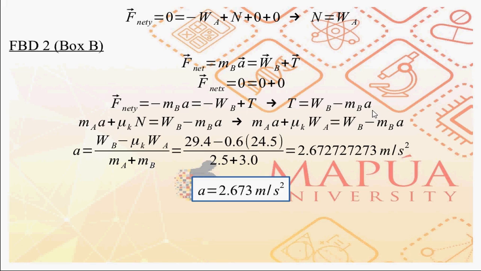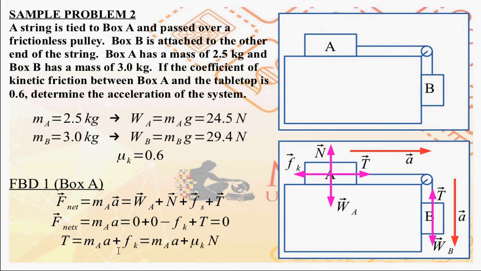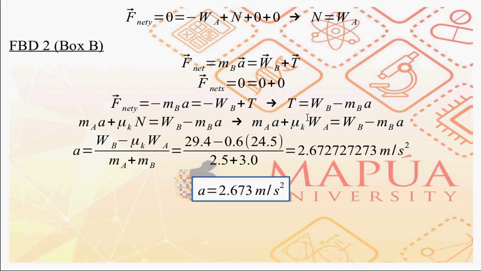Now, we have an equation for tension which we got from free body diagram 1. So, we can equate the two equations, which will give us m_A a plus mu k N is equal to weight B minus m_B a. Normal force N is just equal to weight A. So, replace N by weight A.